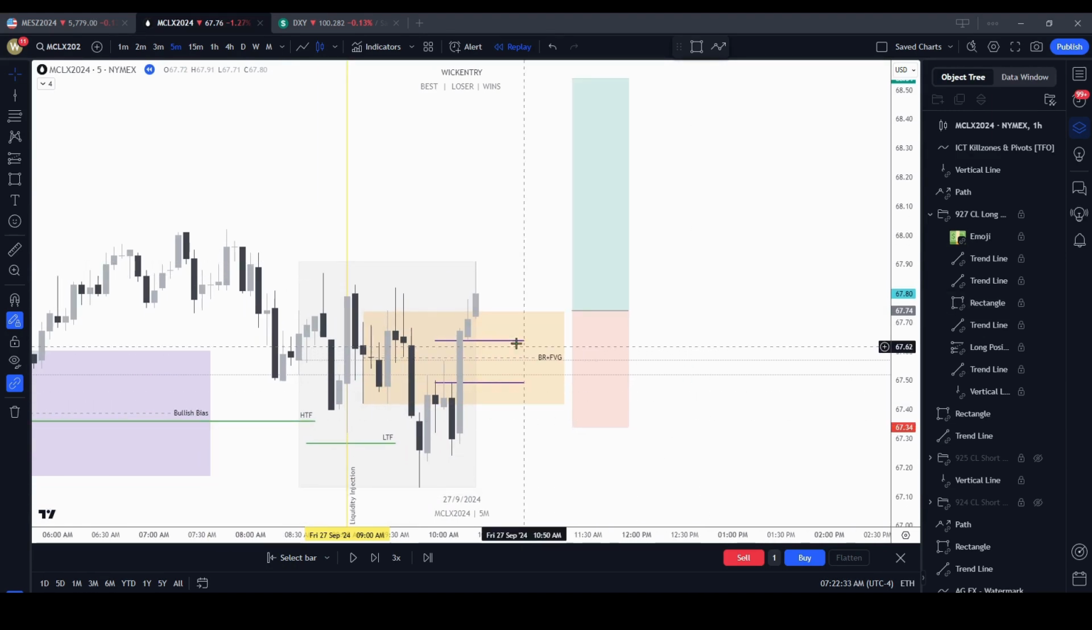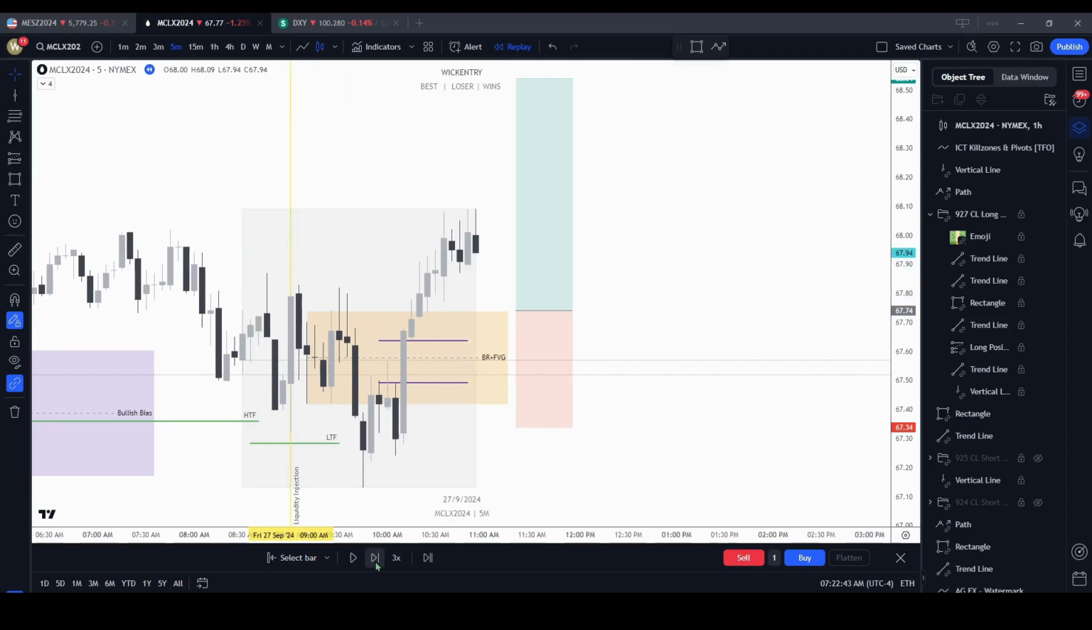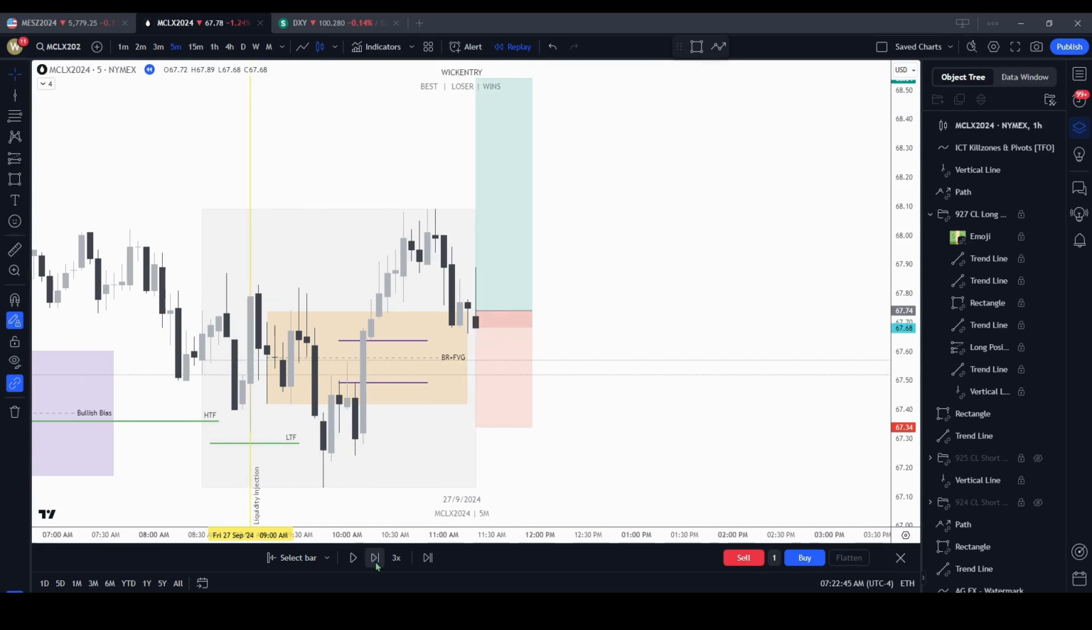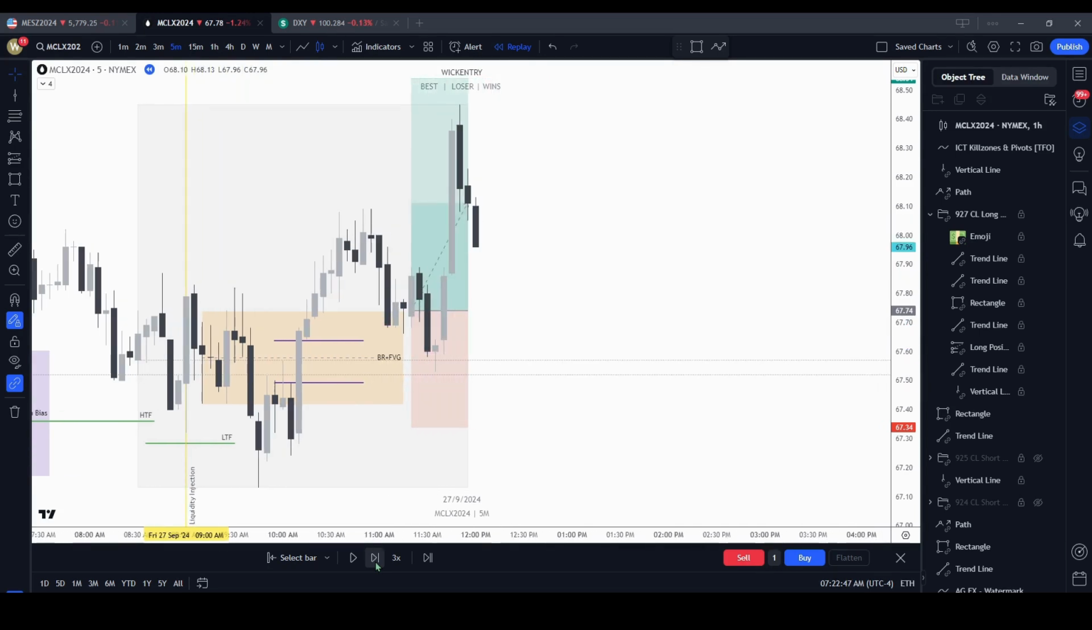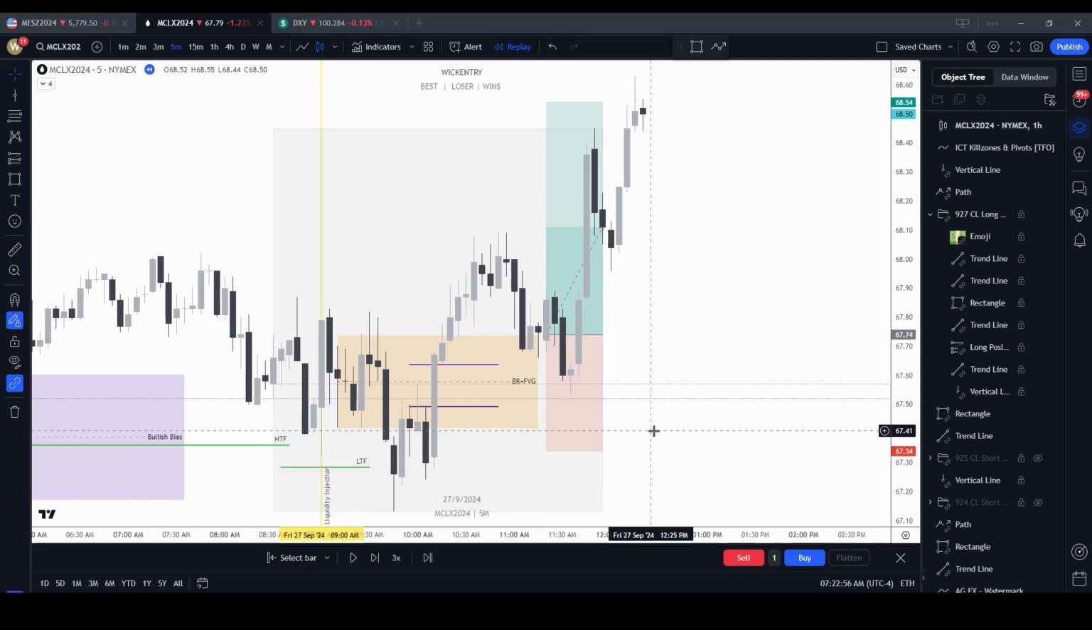At this point, I did enter, and I'll play the video for you shortly. I entered right here, and I just let probabilities do its thing. Straight to target. All right, that was the breakdown for this trade that I took on the 27th. Following this, you'll be able to see that execution.